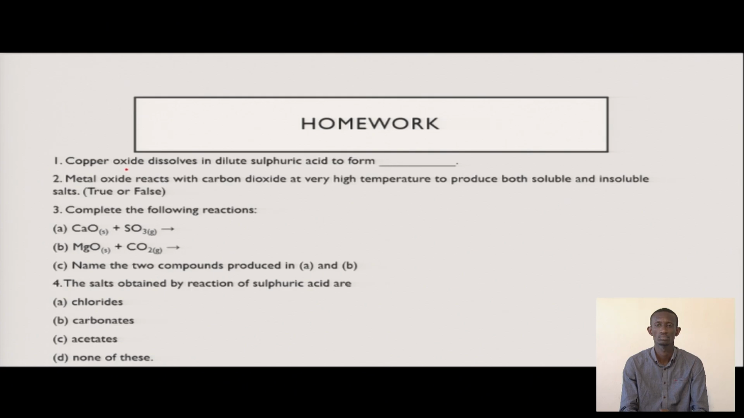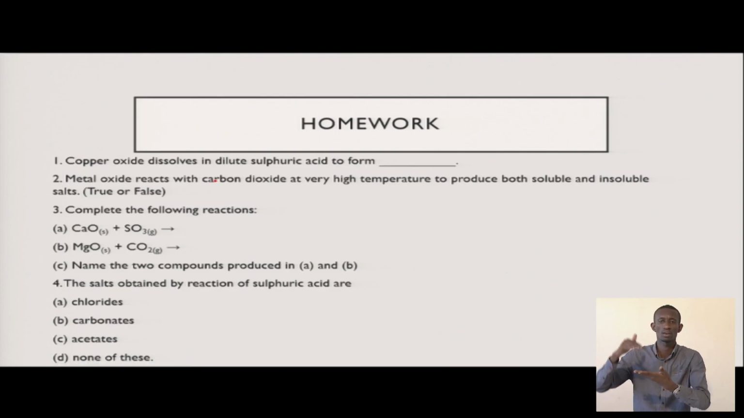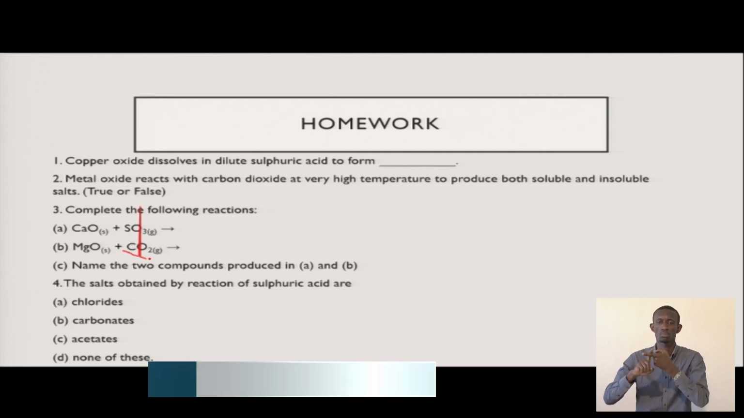We have copper oxide which dissolves in dilute sulfuric acid to form... You will name what is formed. The metal oxide, when it reacts with carbon dioxide at a very high temperature to produce both soluble and insoluble salts, is the statement true or false? And you complete those equations: calcium oxide reacting with sulfur trioxide, magnesium oxide reacting with carbon dioxide.